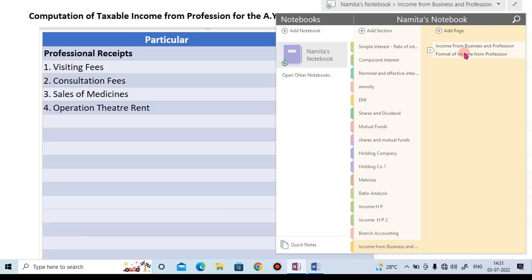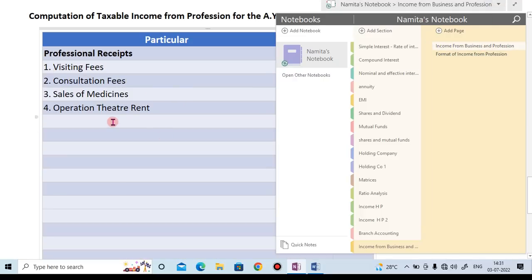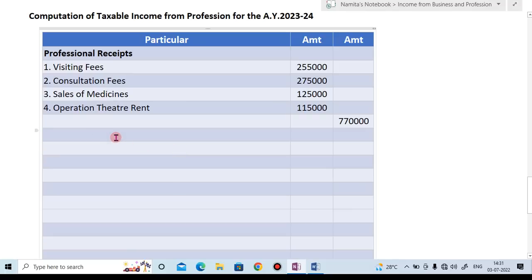So now check the format. We have got the amount of professional receipts. From this professional receipt we have to less what? Professional payments. Now professional payments we will get in the payment side. So write less professional payments.